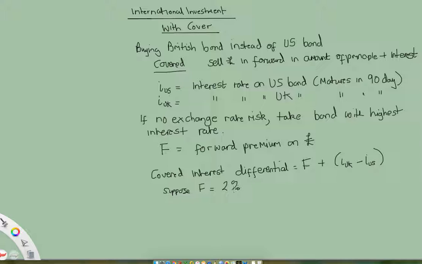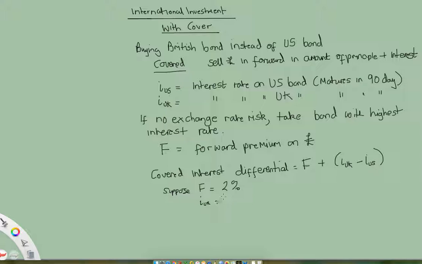So what we're saying is that over this 90-day period of the life of this bond, the pound is at a forward premium of 2%. Okay, so that means that the pound's more valuable, I guess, in the forward market than it is in the spot market. And then let's make up some numbers like i_UK.